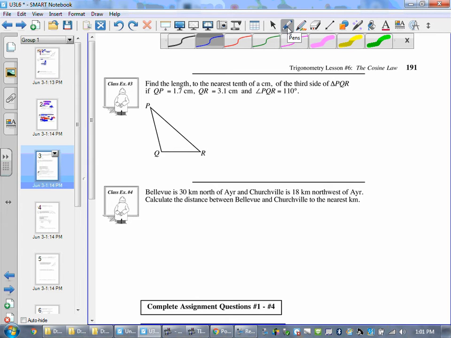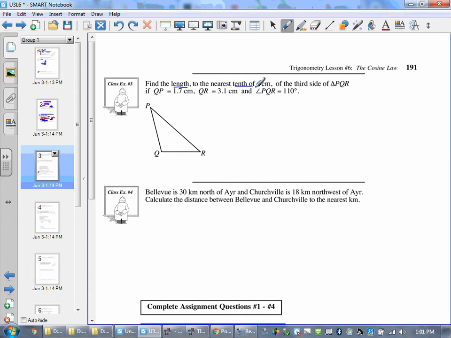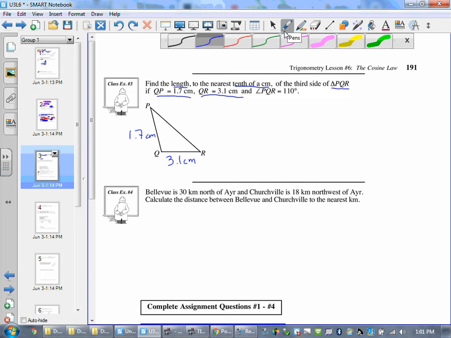Alright, find the length to the nearest tenth of a centimeter, the third side of triangle PQR. So they've given us our triangle drawing for us. They're telling us Q to P is 1.7 centimeters. Q to R is 3.1 centimeters, and angle PQR, so that'll be the middle angle of Q, is 110.